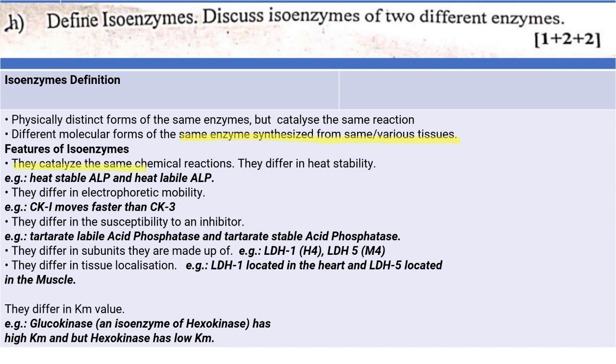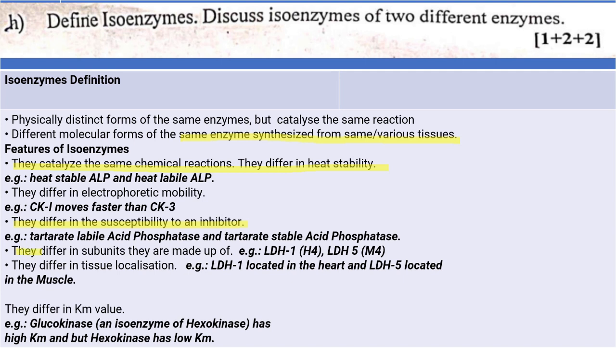They catalyze the same reaction, but they differ in heat stability. Example: heat stable ALP and heat labile ALP. They differ in electrophoretic mobility. Their electrophoretic mobility can be different, for example creatine phosphokinase 1 moves faster than creatine phosphokinase 3. They differ in susceptibility to inhibitors. If we use some inhibitors, two examples are tartrate labile acid phosphatase and tartrate stable acid phosphatase.